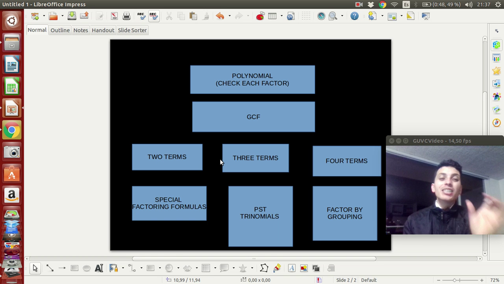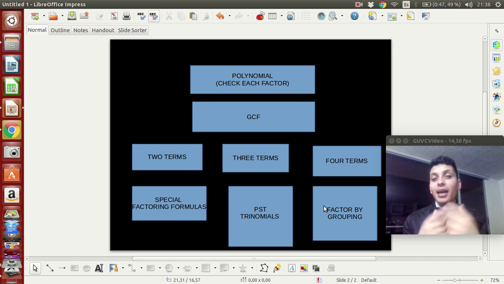But this is the idea: check each factor after you apply the GCF, see how many terms we have, and then apply the system. To follow the system is so easy. Polynomial, GCF, count the terms, go to each term, and apply the method that is required. Find the method that is required, find the steps to apply it, and just apply. This is the system that I follow to factor polynomials completely, and it really helps me, and it's really helping many students.